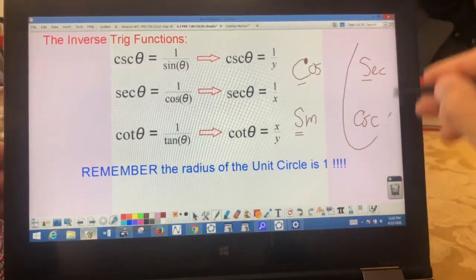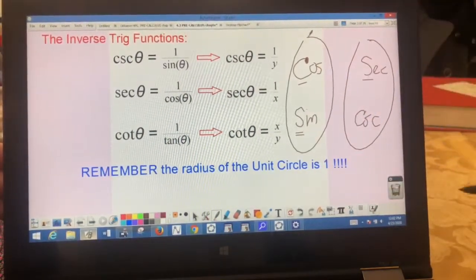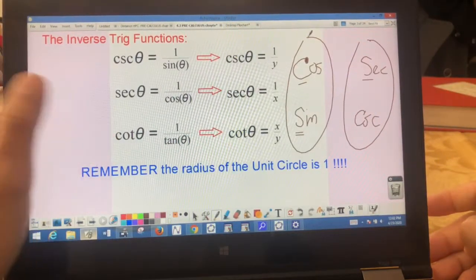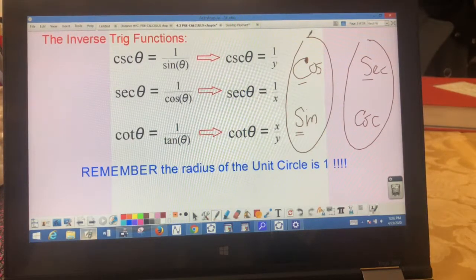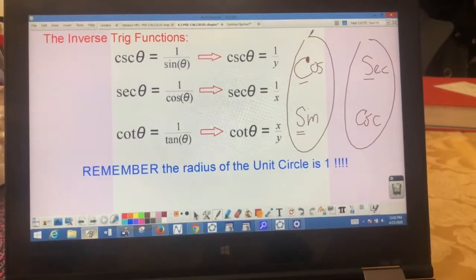Okay, these are the inverses. These are the original functions. Most people are not confused with cotangent and tangent. So just get these two straightened out, then you'll be okay.